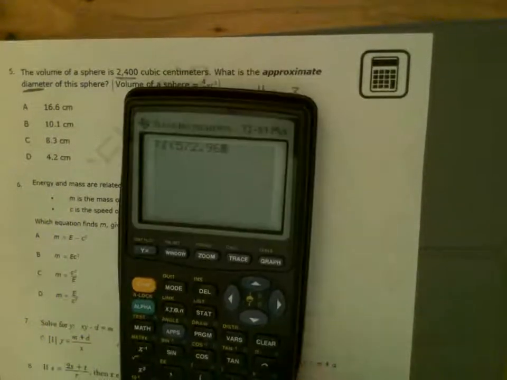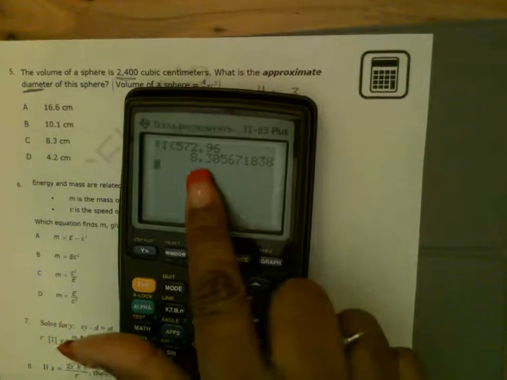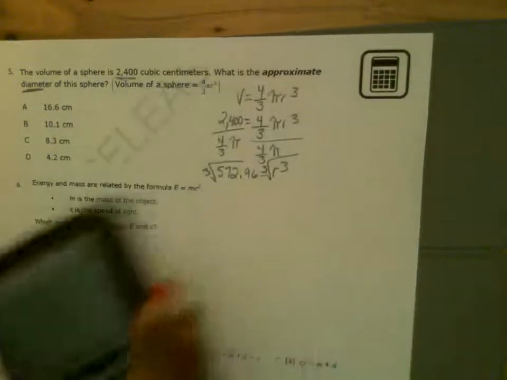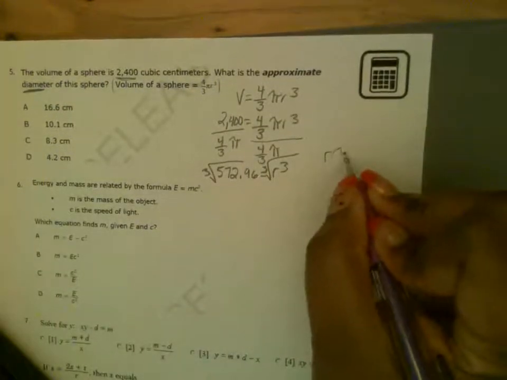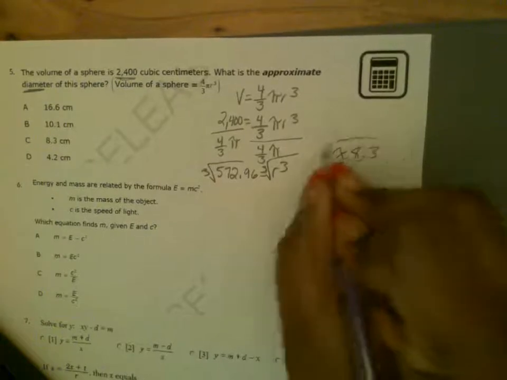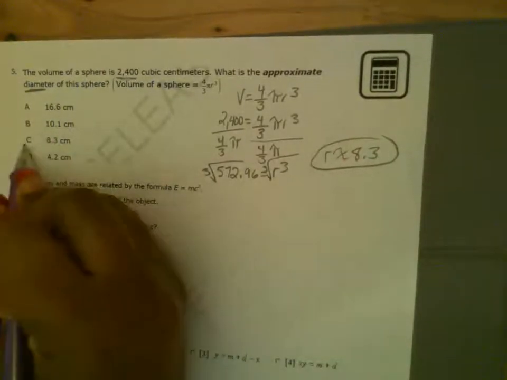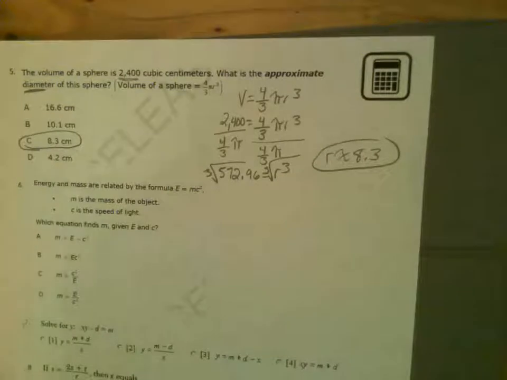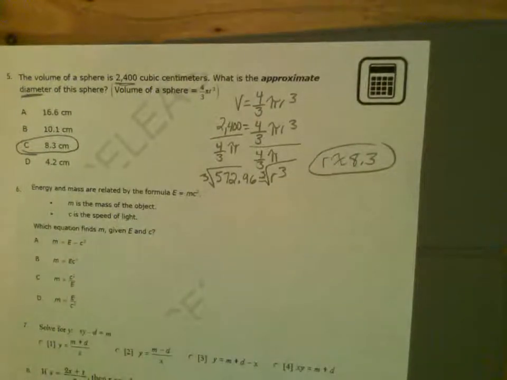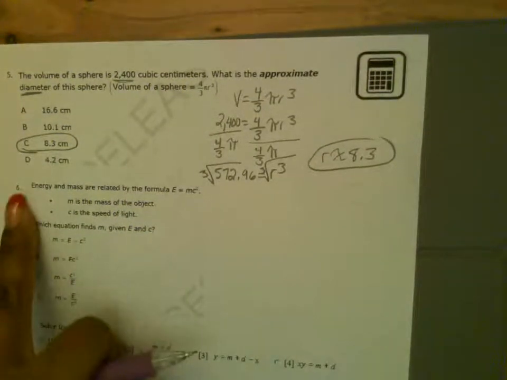So now we're going to type in 572.96, okay? And this gives us about 8.3. So R is about 8.3. So that's going to be C. Okay, that's going to be C. All right, so let's look at number 6.